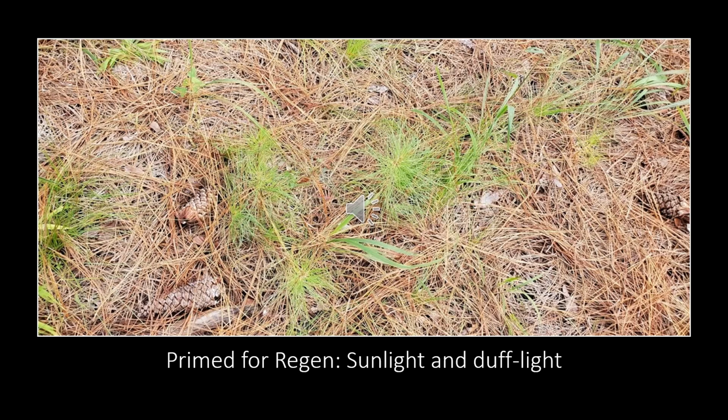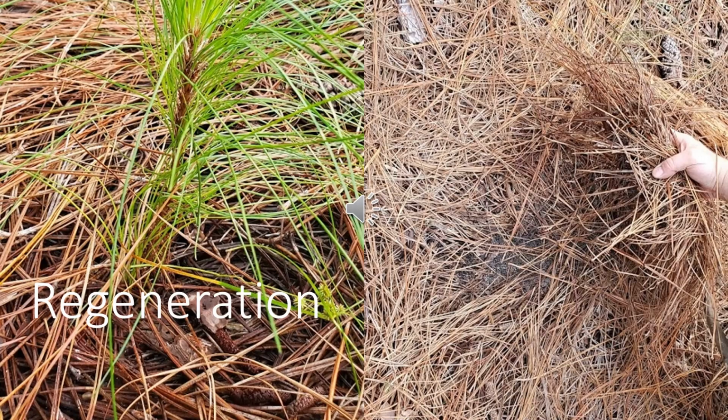We can even see some little loblolly seedlings that have floated over are taking advantage of the favorable conditions of the sunlight reaching the forest floor and the reduced duff layer due to frequent fires. Here's a closer look at that duff layer. It's only 1 or 2 inches thick. You can see the bare mineral soil underneath it where I've got it lifted up, and we can see a little longleaf poking through without any trouble at all.